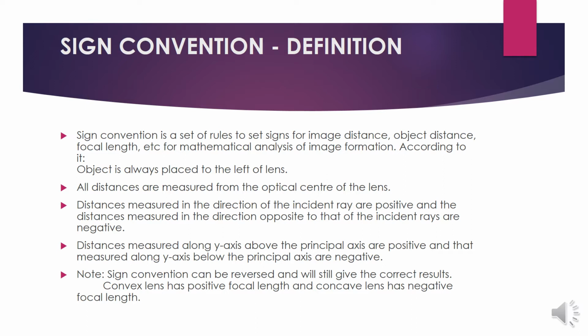Convex lens has a positive focal length. Remember that. Convex lens has a positive focal length and concave lens has negative focal length.